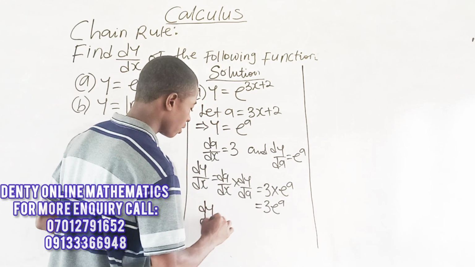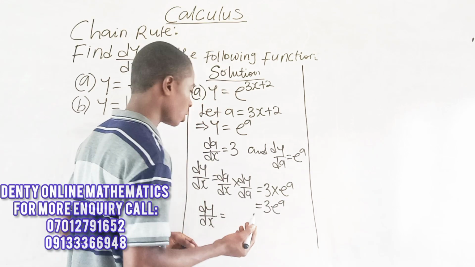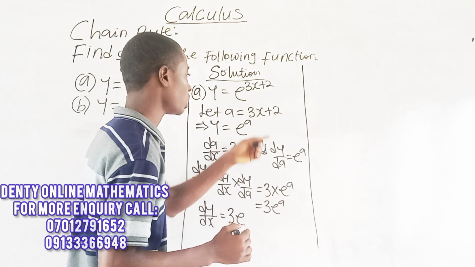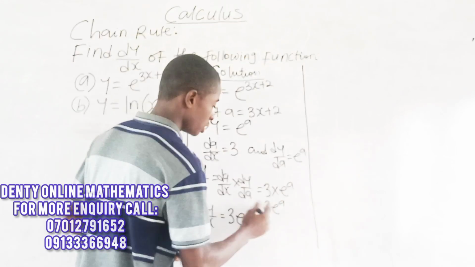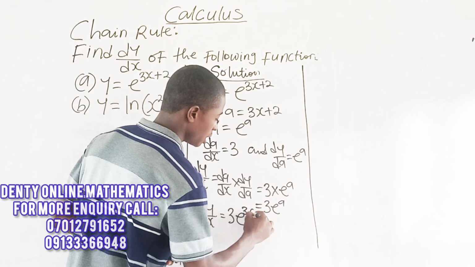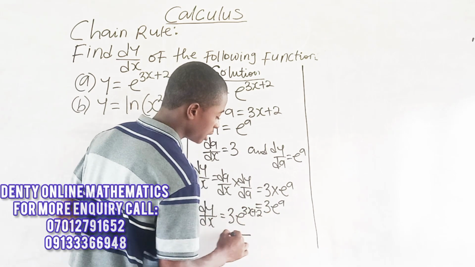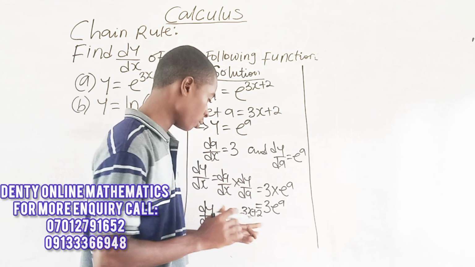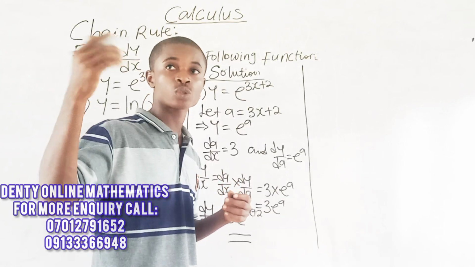Now dy/dx is equal to 3e to the power, remember, a is equal to 3x plus 2. So instead of a, I write 3x plus 2. And this is the final solution to this particular question. Now let's proceed to the next question we have.